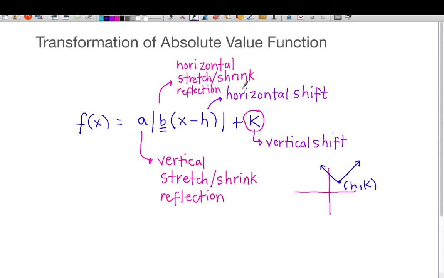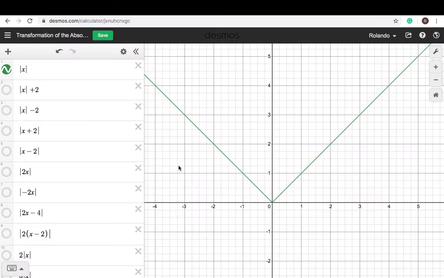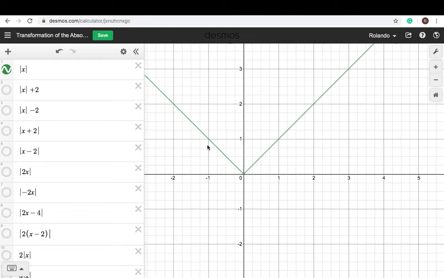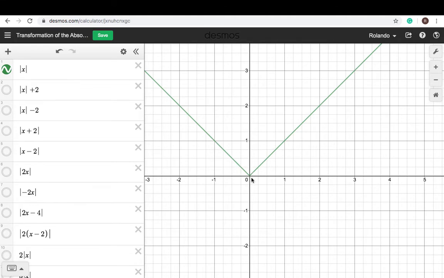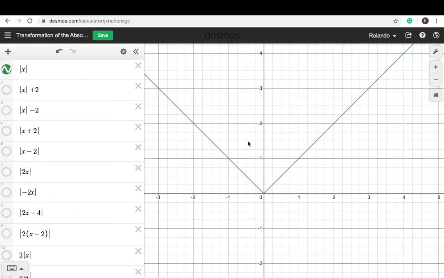Let's look at some examples. What you can see here is the graph of the absolute value function. So if x is 1, the absolute value of 1 is 1. If x is 2, the absolute value is 2. If x is 3, the absolute value is 3. What will happen to the graph if we add positive 2? If we have this expression, absolute value of x plus 2.